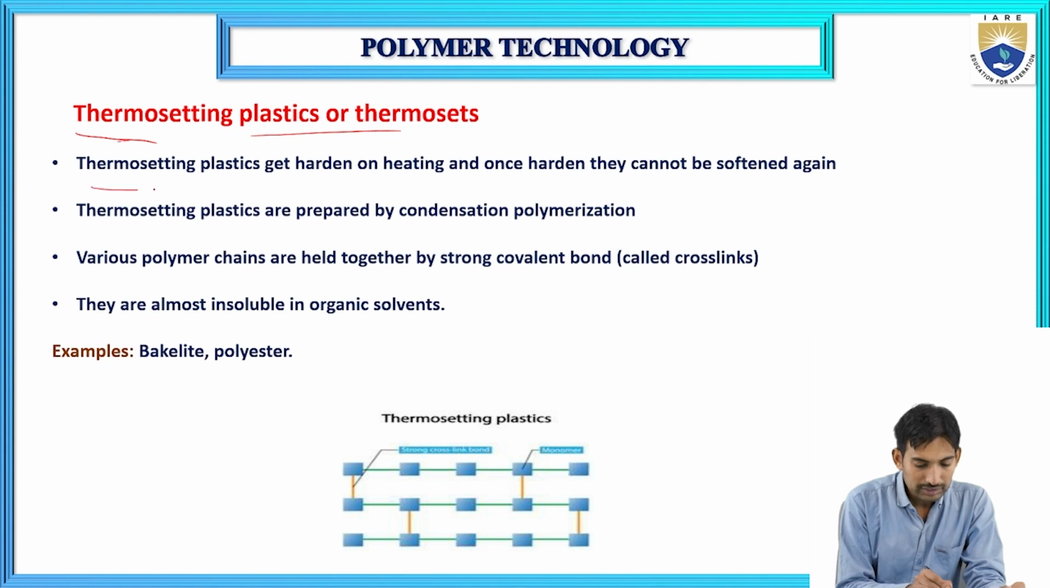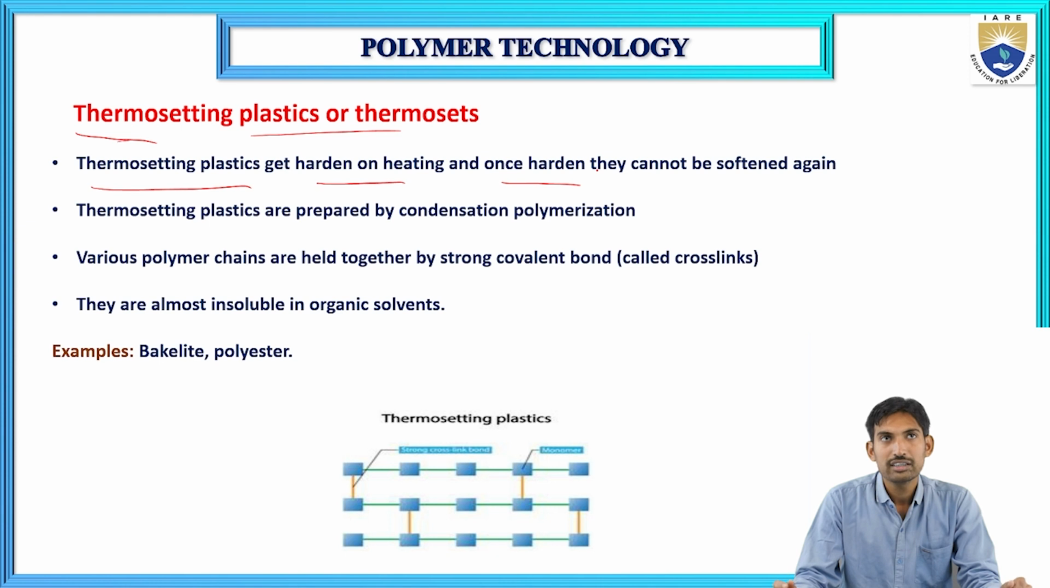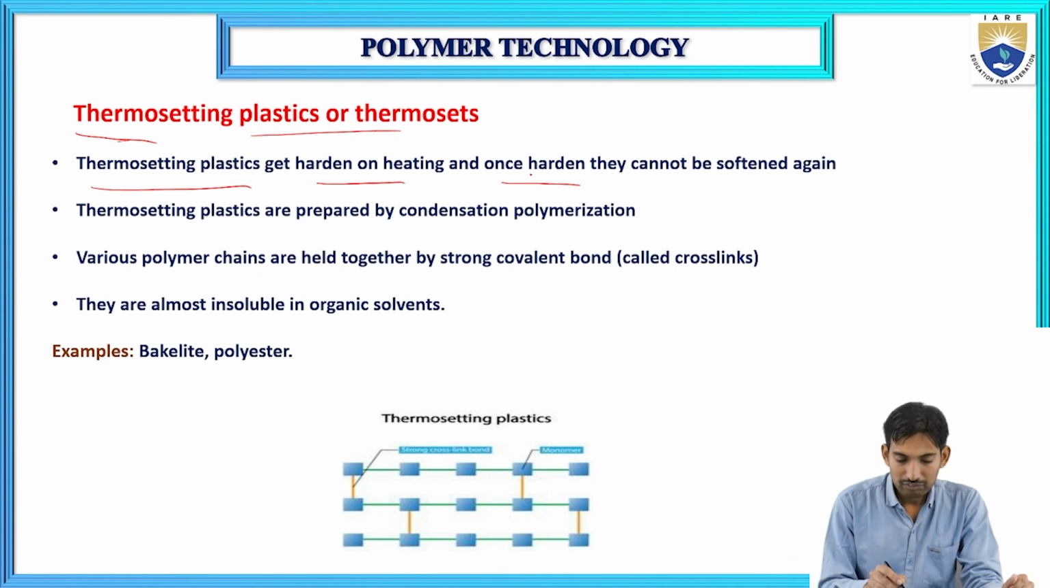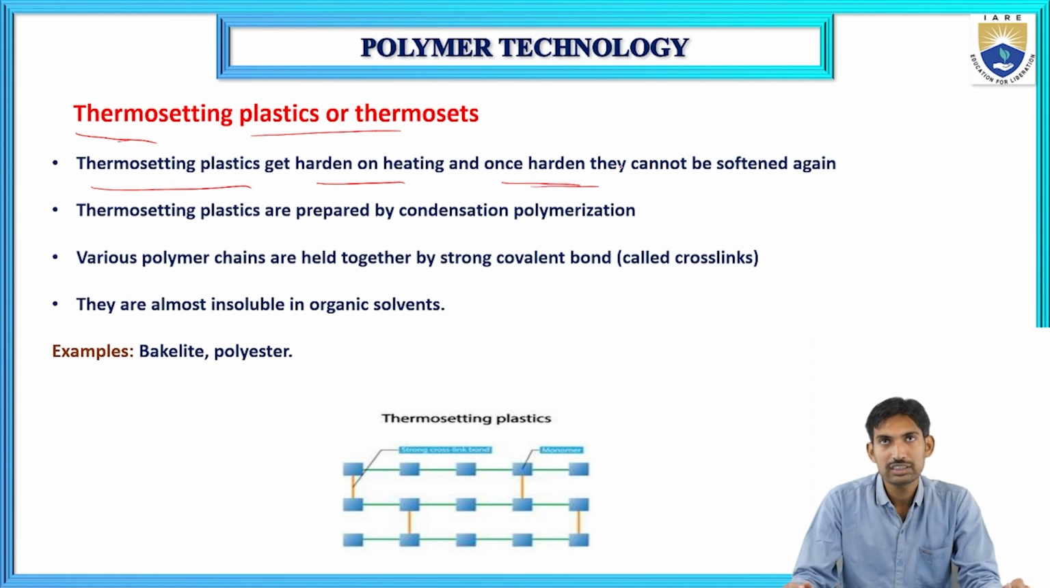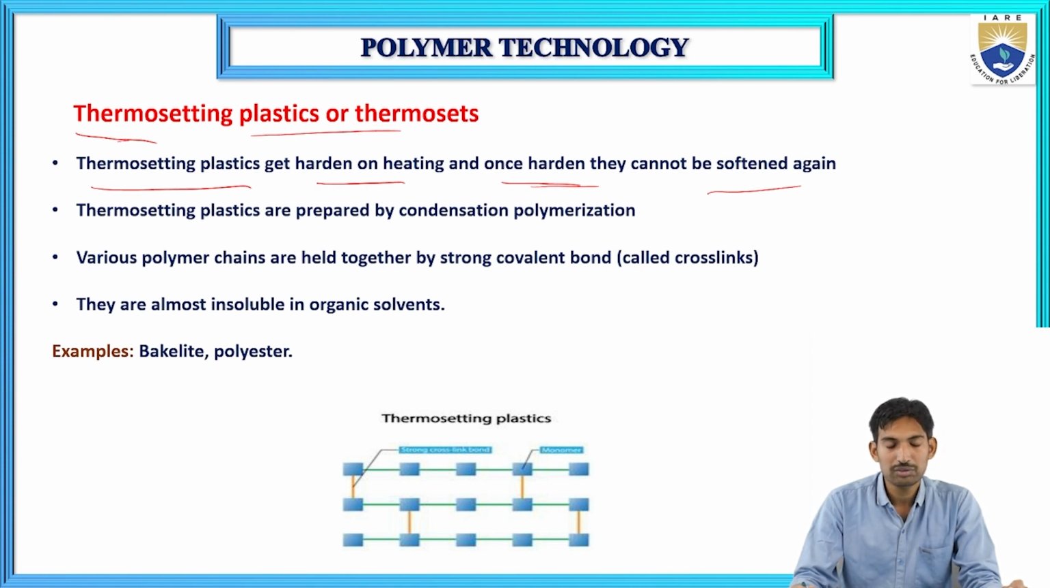The thermosetting plastics get hardened on heating, and once hardened, they cannot be softened again. What is thermosetting or thermoset? On heating, the thermosetting plastics get hardened, and once hardened, they cannot be softened again. That is called thermosetting plastics or thermosets. That is the definition of thermosetting plastics.